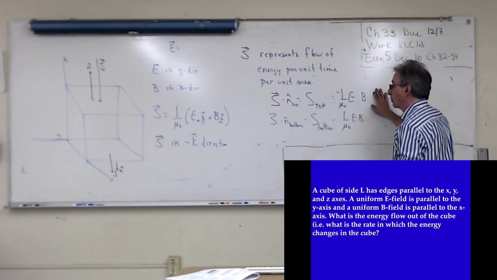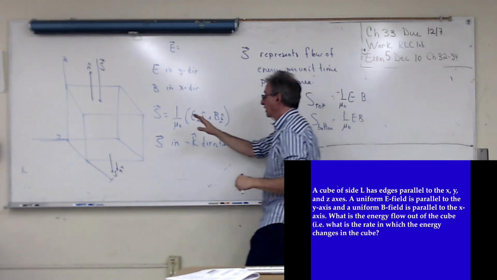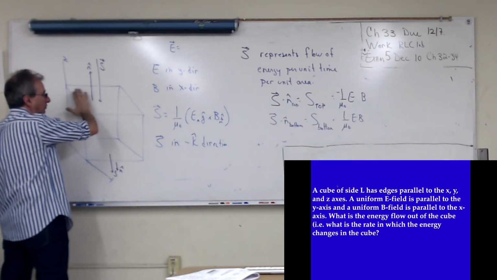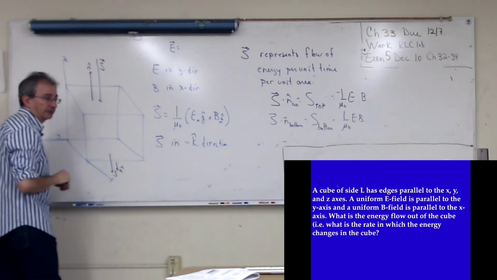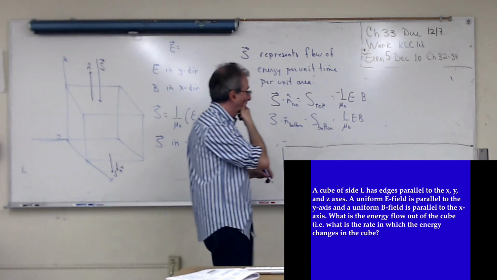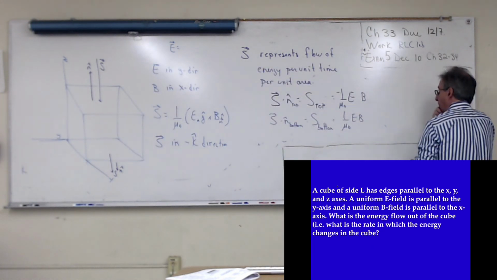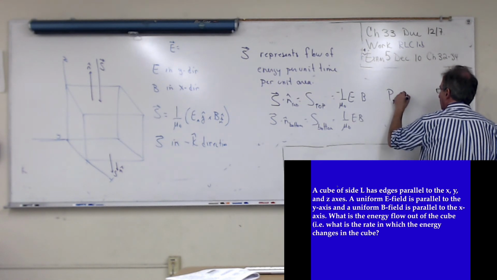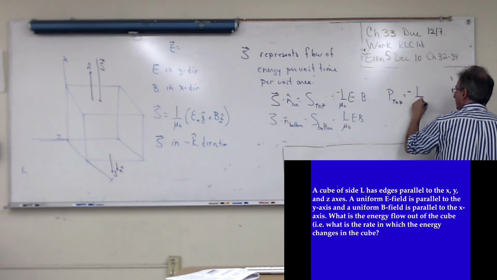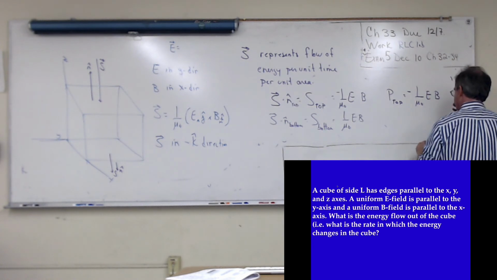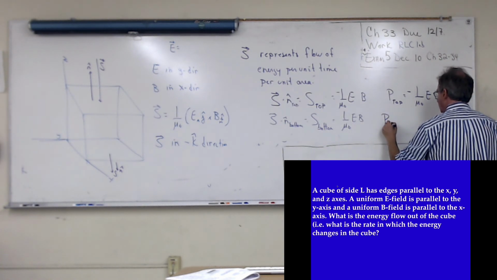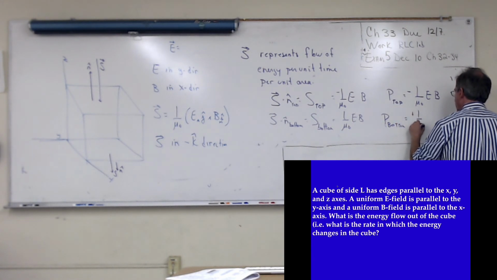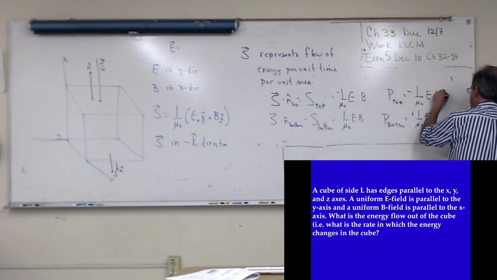So I want to know the energy per unit time. So what can you say about S over this area? Well, since the electric field and magnetic field are uniform, S is constant through the whole area. So the power through the top is minus 1 over mu naught E times B. The power through the bottom is plus 1 over mu naught E times B times the area.